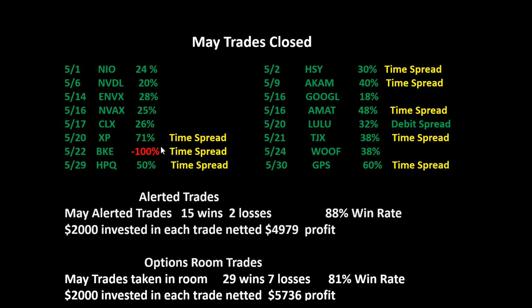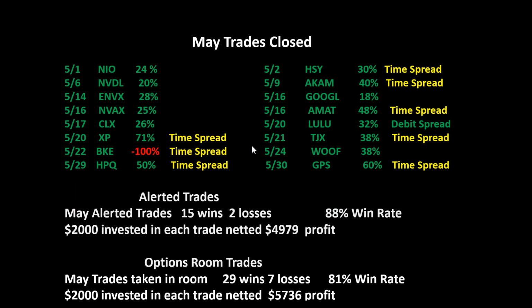But again, 71%. And you're going to notice that the time spread profitabilities are higher than the percentages that you see on the trading room, just because of the structure of the trade and how we've got this trade structured, and the methodology we're using to capture profits. So these are the time spreads: 60%, 38%, 40%, 50%, 71%. So these are pretty nice.